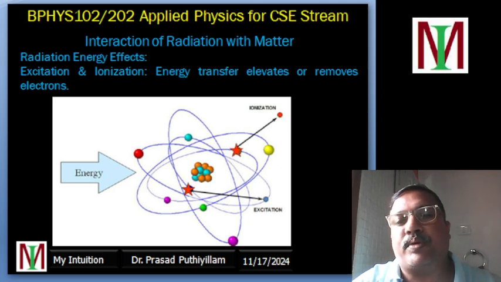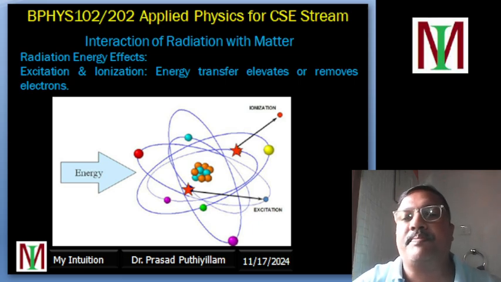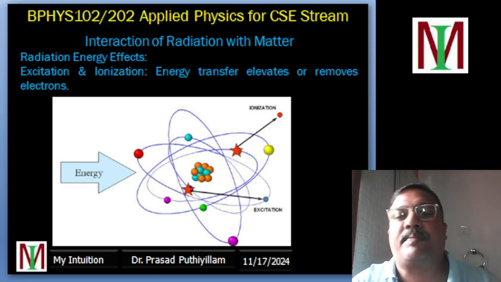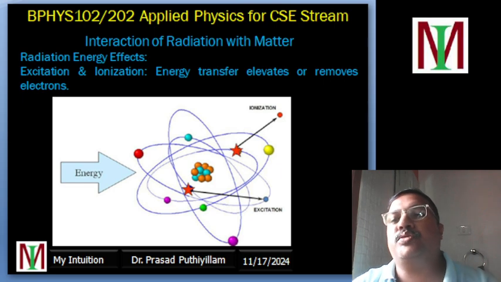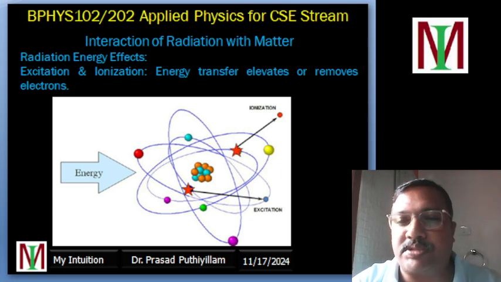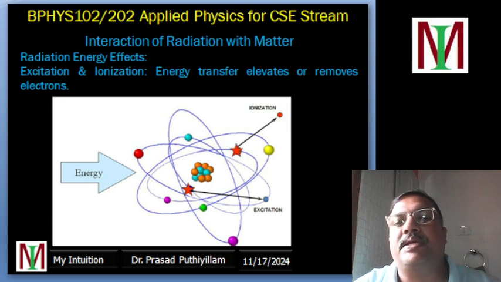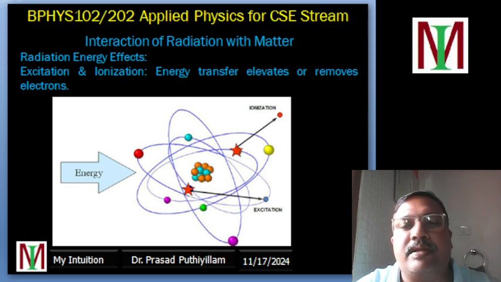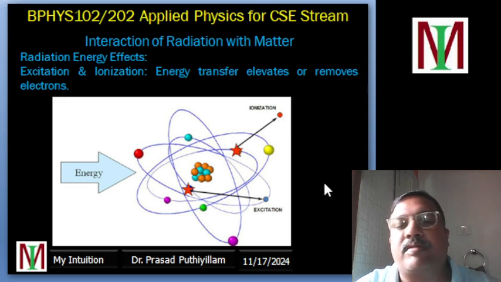This is important in technologies like X-ray imaging and radiotherapy. So ionizing radiation has enough energy to break the chemical bonds and damage the living tissues, which is why it is carefully controlled in medical applications. So that's why in X-ray rooms, not everyone has got permission.